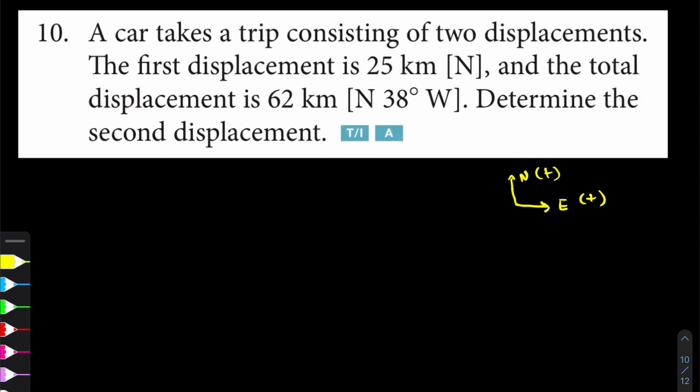So let's try to see if we can visualize this. The first displacement from where this random car started, so first let's draw a car. The first displacement is 25 kilometers north. And they don't tell us the second displacement, that's what we're trying to find, but we know that the total displacement is at an angle of north 38 degrees west.